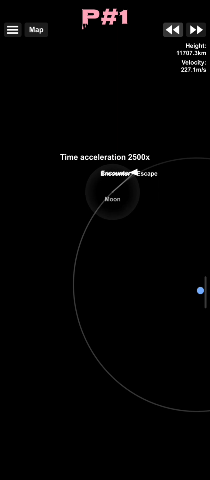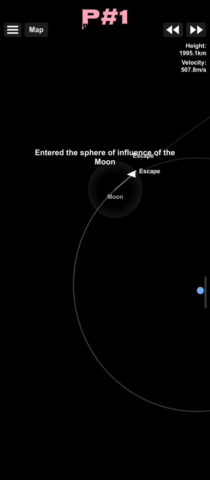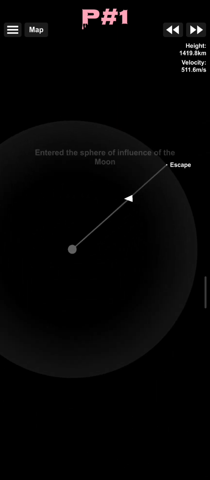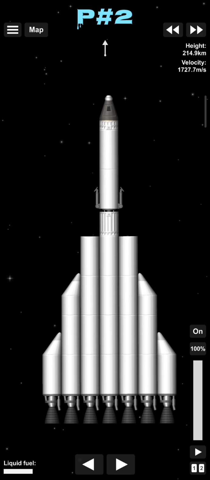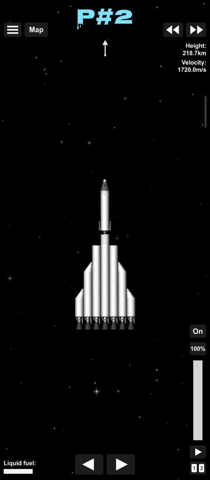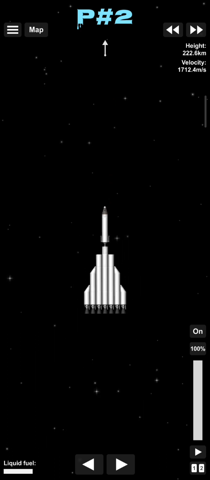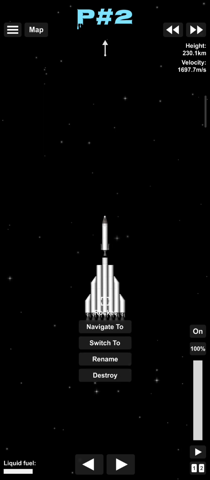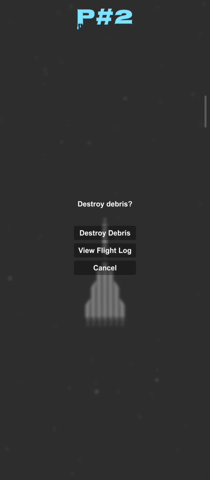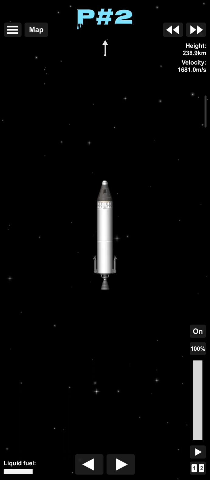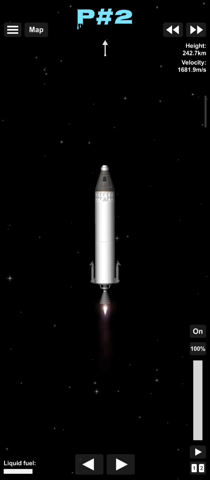We have the entry, and it's time for the second rocket to enter the sphere of influence. Separate the lower part and try to reach the height of the orbit of the moon. Destroy the lower part, start the valiant engine.